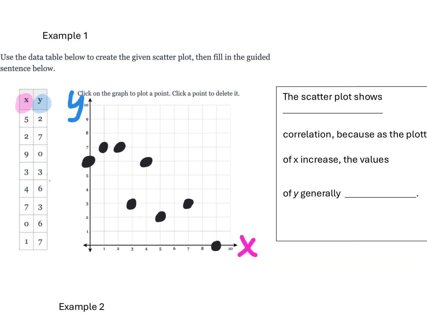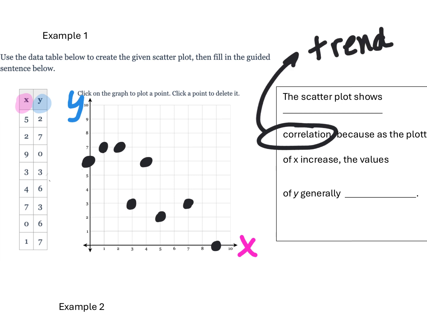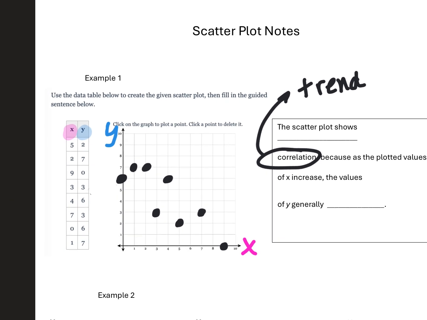So now that we have our scatter plot, let's talk about what kind of correlation we have. The word correlation can also be described as a trend, and another word for that is relationship. So correlation, relationship, and trend all mean the same thing.